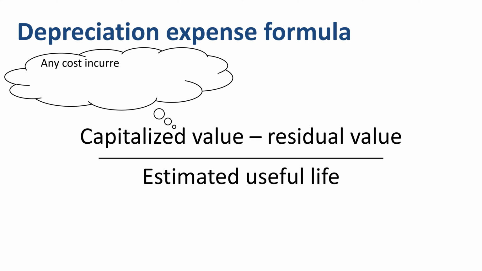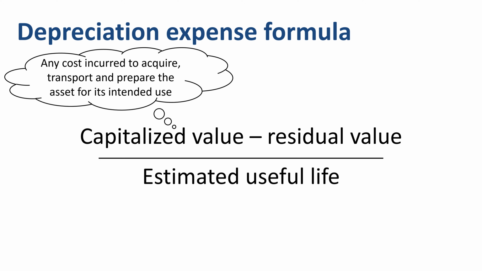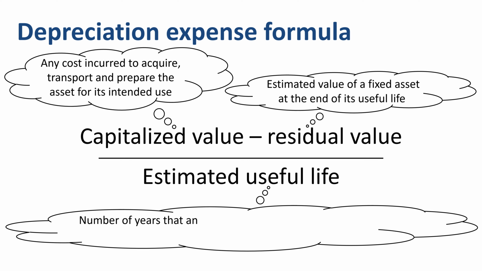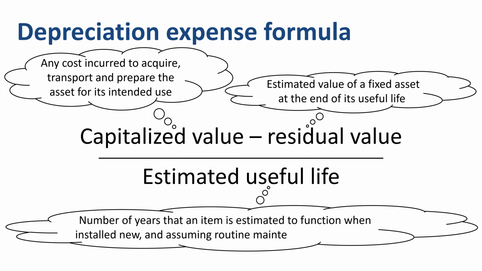Capitalized value is any cost incurred to acquire, transport, and prepare the asset for its intended use. The capitalized value can include shipping and installation cost. Residual value is the estimated value of a fixed asset at the end of its useful life. Try to support your estimate by solid data, rather than it being a wild guess. The estimated useful life is the number of years that an item is estimated to function when installed new and assuming routine maintenance is practiced.